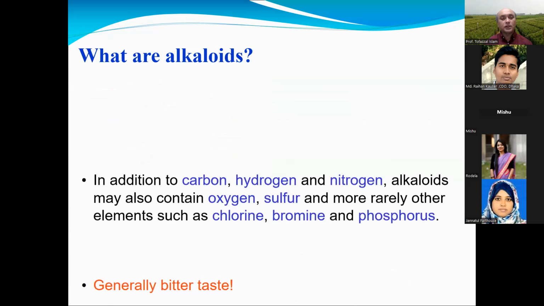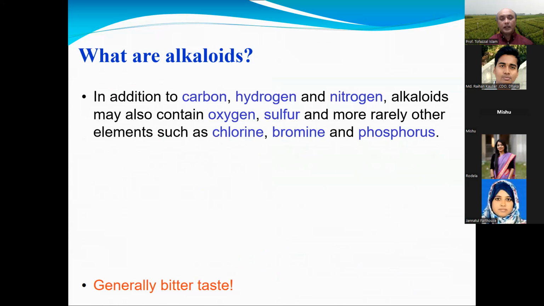So let us define alkaloids. What are alkaloids? Alkaloids are natural products. They are biosynthesized in plants and many other vertebrate and invertebrate organisms, including microorganisms. In addition to carbon, hydrogen, and nitrogen, alkaloids may also contain oxygen, sulfur, and more rarely, other elements such as chlorine, bromine, and phosphorus in their structure.